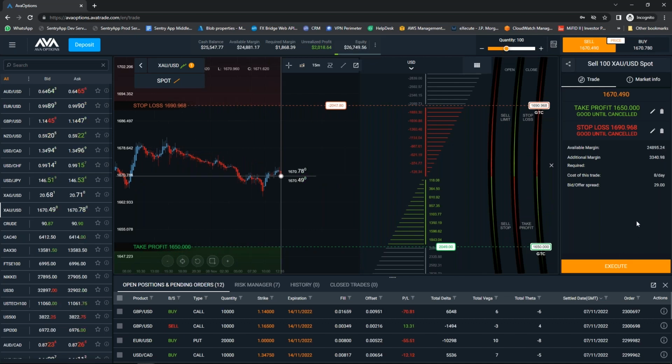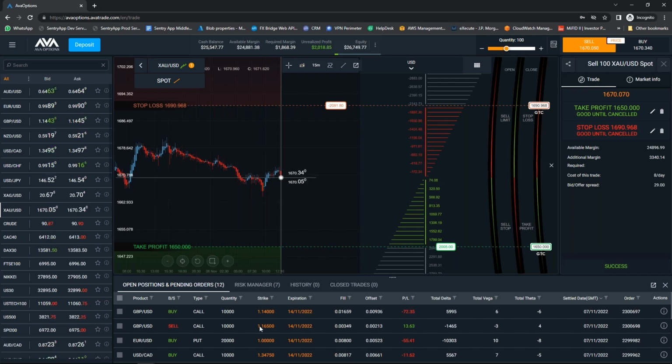It shows me how much margin I need, how much margin is available, and the cost of the trade, which is the daily interest cost. If you need an Islamic account, an interest-free account, just ask your account representative for that. The bid-ask spread it shows is $29. I click execute and it's done.